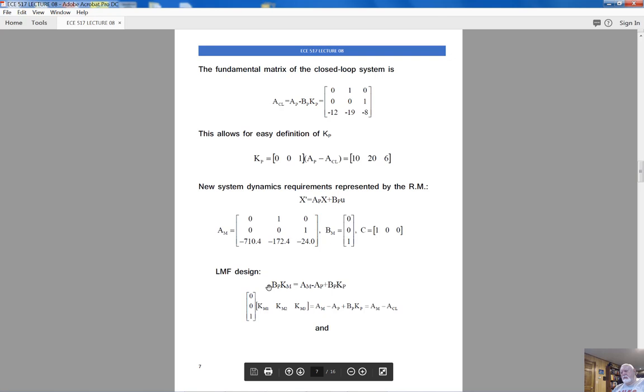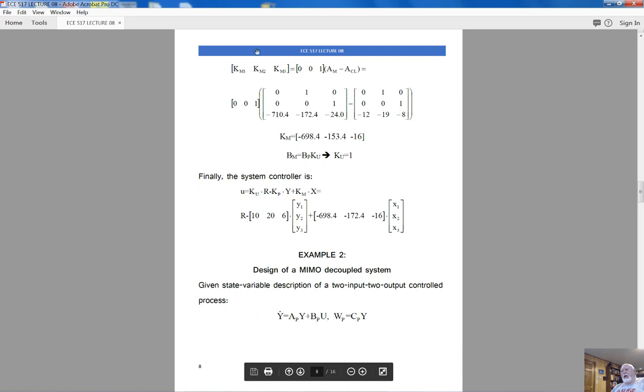Look, BP KM is equal to AM minus AP plus BP KP, but KP already is there. So minus AP plus BP KP is a closed loop. So what we have is this. This is matrix BP. This is matrix KM. And it should be equal to AM minus A closed loop. And from this expression, if you carefully look through the matrix transformations that are very straightforward, you will find out that matrix KM is equal to this expression.